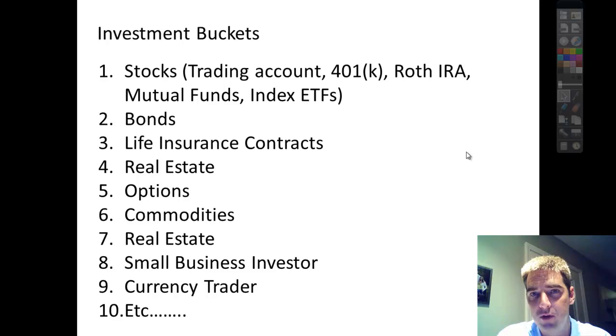You could become a small business investor. You can invest in other people's businesses. You could trade currencies. There are so many different investment choices out there. My advice is to try to pick a couple and really study them and become an expert in those, and that's what you want to fill your buckets with.